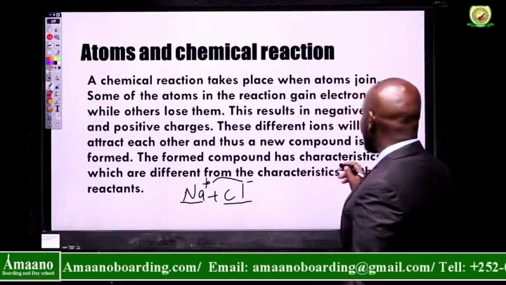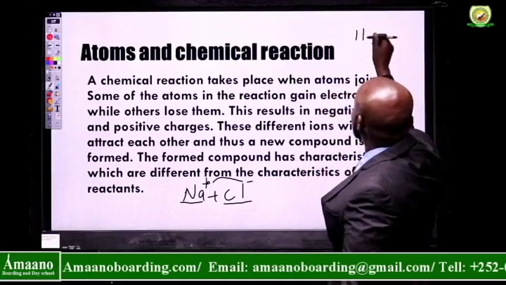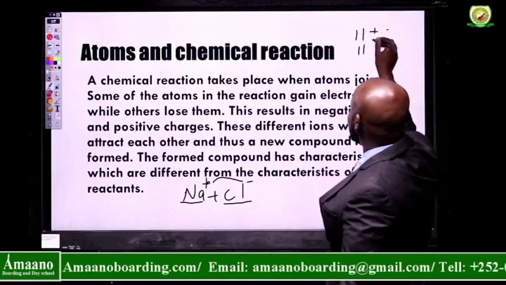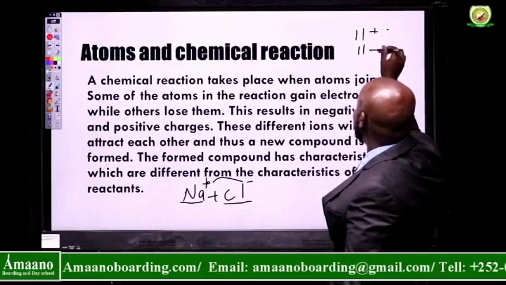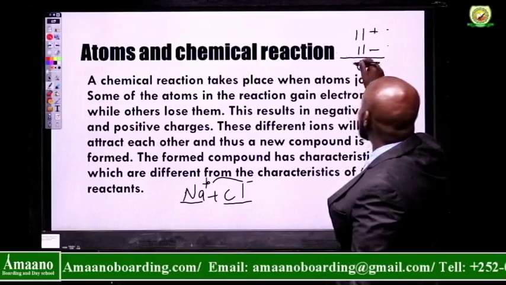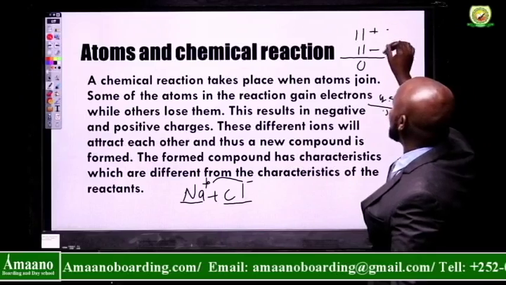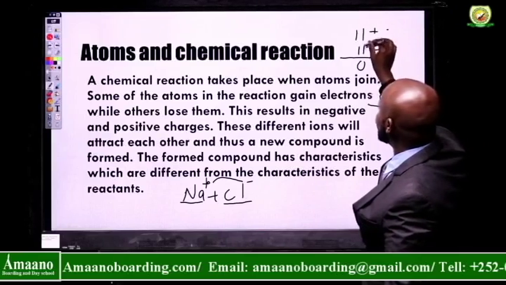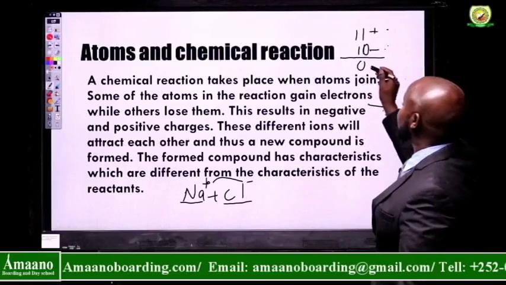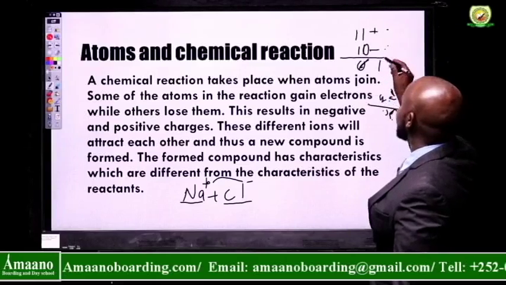Let me explain that. For example, sodium has 11 protons and 11 negative electrons. When we subtract them, it is 0. What if it loses one electron from here? So here it becomes what? 10. Now subtract. It becomes 1, right?